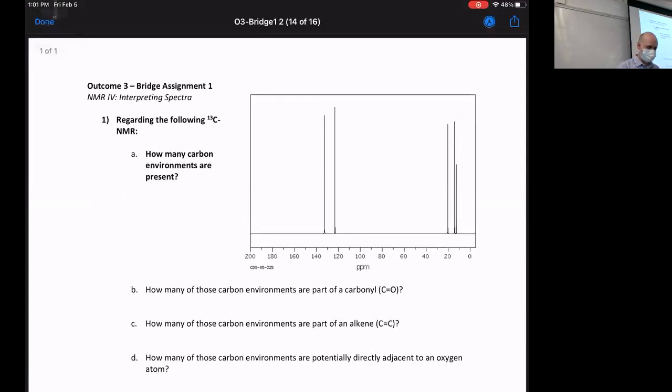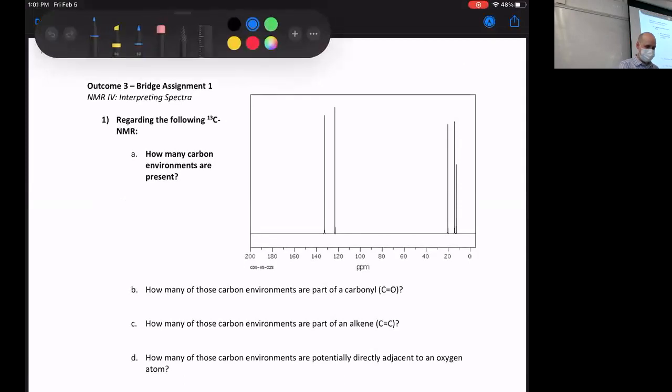So the first question really just is how many carbon NMR environments are there, which is very similar to hydrogen NMR environments, the main difference being we're looking at carbons instead of hydrogens. So Chloe, how do we do this? Yeah, how many do we have? Great, perfect, and that's it.